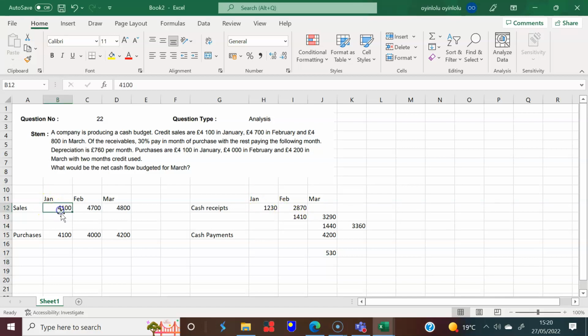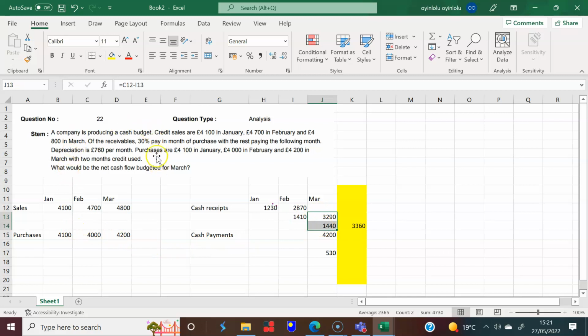So what I've literally done is that's the 4,100. Here you will see it's 30% of the 4,100, and the difference, the 4,100 minus the 1,230, is received the next month. The same applies here. 30% of February is here, and the difference is received in March. And in March, 30% of March is here, and the difference in April. But I'm not interested in April, I stop here. So in March, what comes in is those two together.